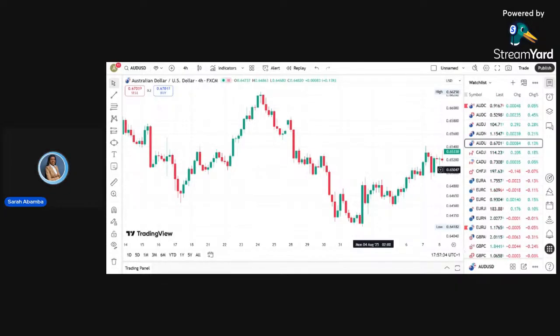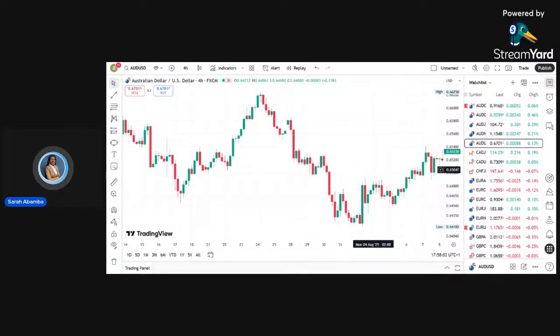Is it clear? Did you get that? Let me know if you get that first before I take on the next one. I just explained the bullish engulfing pattern before I explain the bearish engulfing pattern.